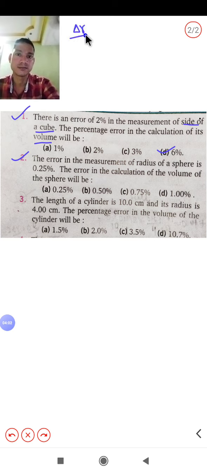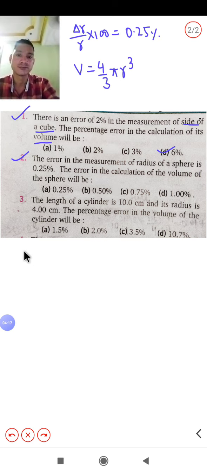Relative error multiplied by 100 will give us the percentage error, which is already given, in the measurement of volume. So what is the formula for the volume of a sphere? 4 by 3 pi r cube. You need to remember the formulas. Now with the help of log we can reduce this formula in this way. 4 by 3 pi is a constant, so we can ignore it. Multiply both sides by 100, you will get the percentage error.